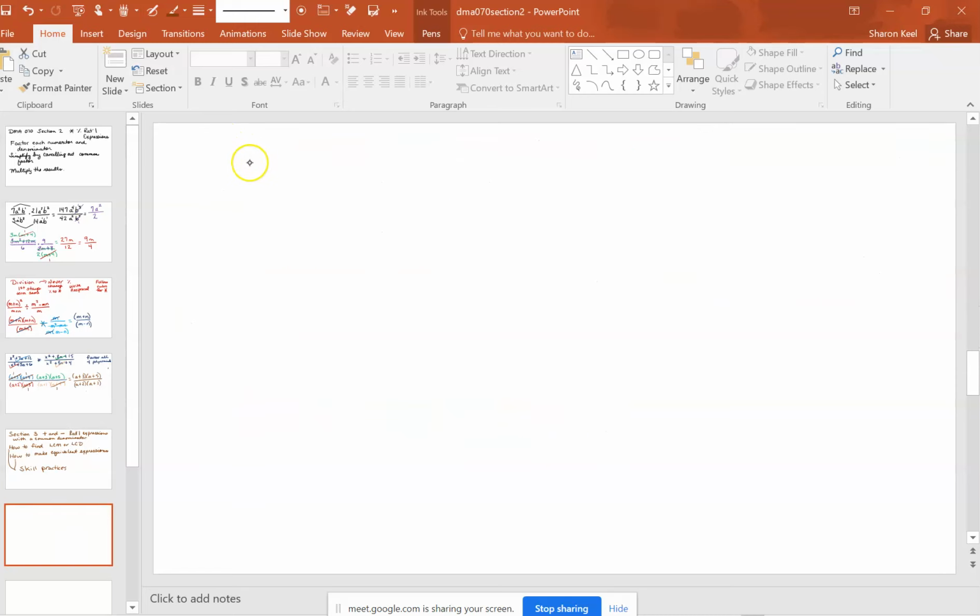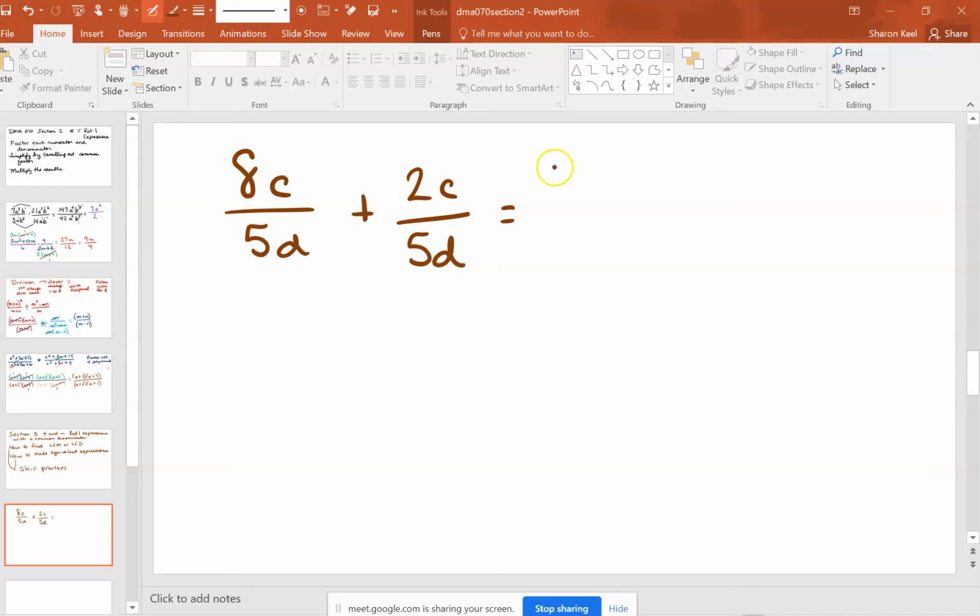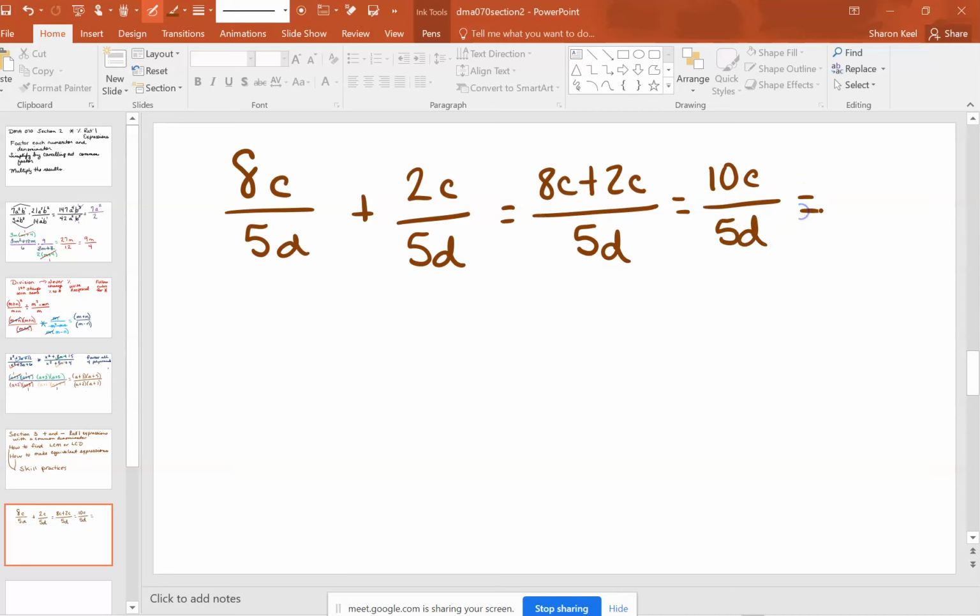So let's start with having fractions that have the same denominator. When you have two fractions, if the denominators are the same, you just combine what you have in the numerator. So we have 8c plus 2c over 5d, because the denominator is the same. 8 and 2 gives me 10c over 5d. And since these are all being multiplied, 5 goes into 5 once, it goes into 10 twice. So this reduces to be 2c over, and we still have the letter d in the denominator.